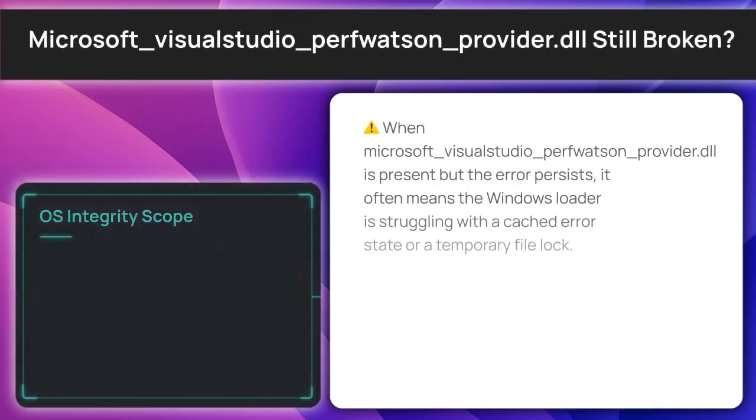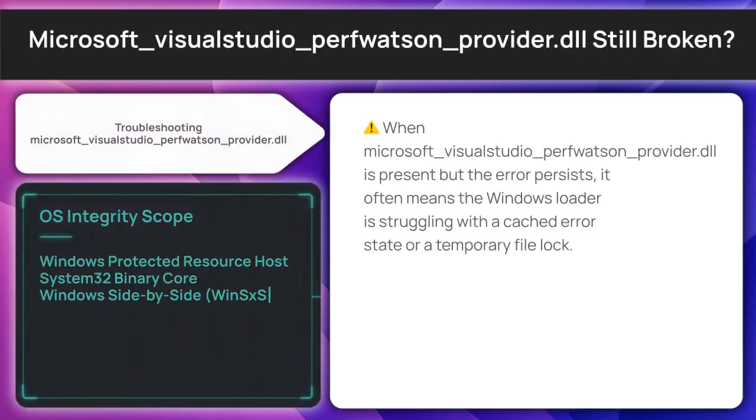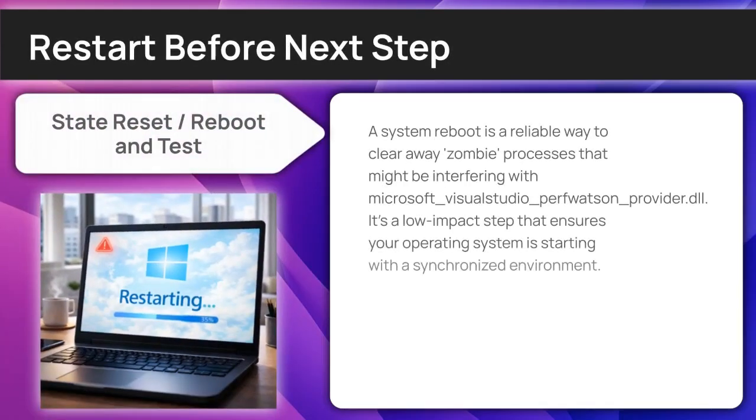If you're still seeing the missing file notification, we should attempt to force a synchronization between the software and the OS. If your system has been running for an extended period, a reboot might be necessary to resync your background processes and clear any temporary locks on the Microsoft Visual Studio Perf Watson Provider file.